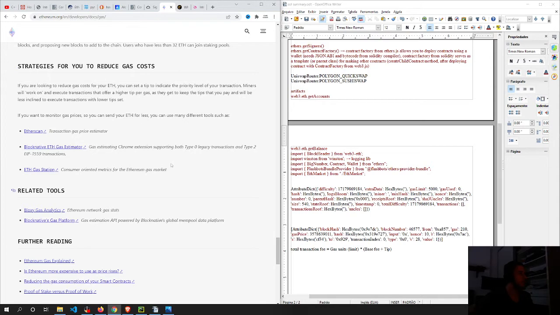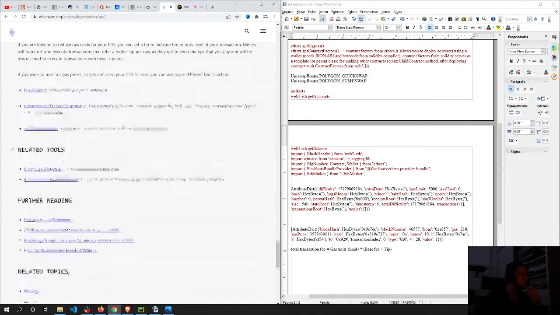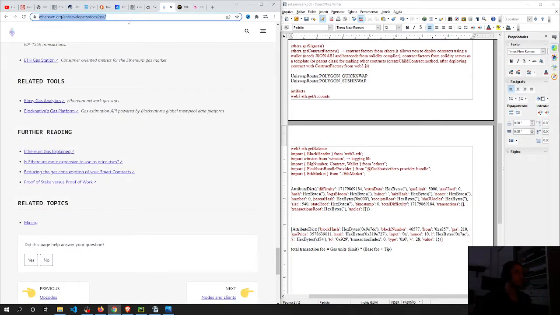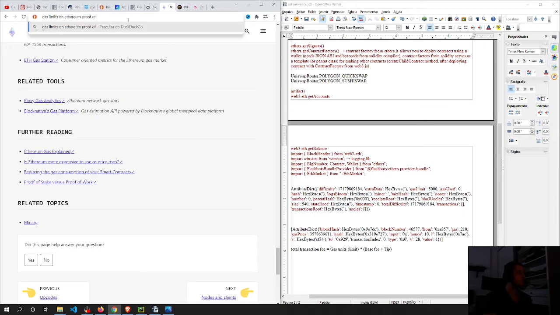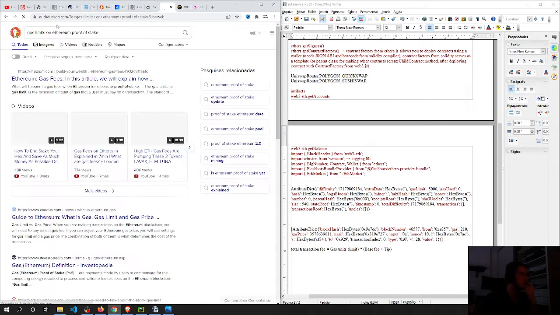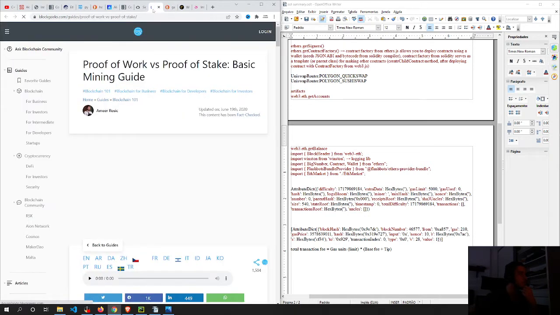If you're looking to reduce gas costs for your ETH... so maybe what I should read now is gas limits on Ethereum proof of stake, or maybe this one as well. Yeah, I'm gonna read this one before.